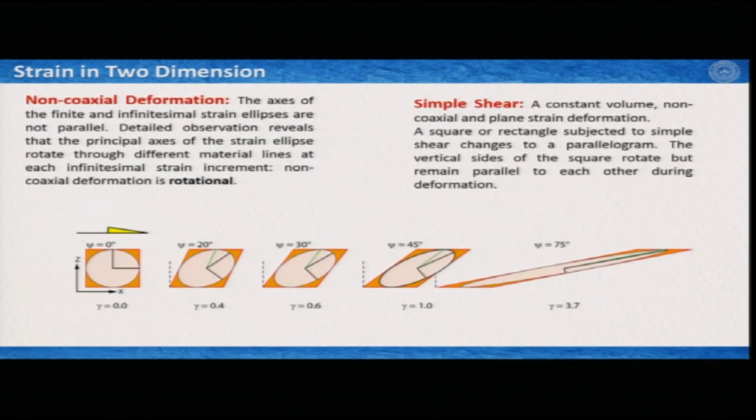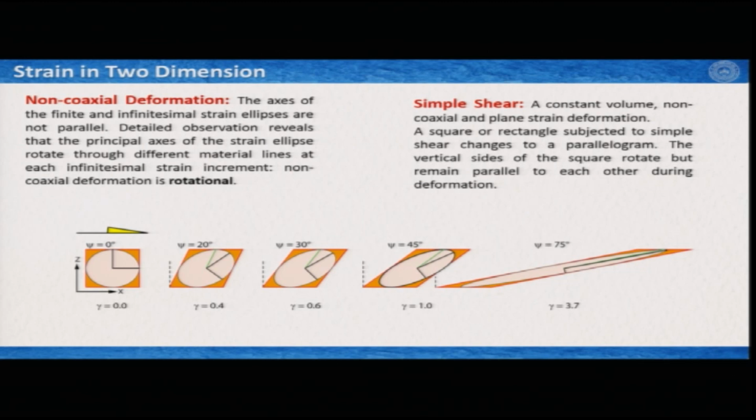Let us have a description of the simple shear or non-coaxial deformation. Now, in non-coaxial deformation, the axes of the finite and infinitesimal strain ellipses are not parallel. So, a detailed observation reveals that the principal axes of the strain ellipse rotate through different material lines at each infinitesimal strain increment. Therefore, this is a non-coaxial deformation and it is rotational.